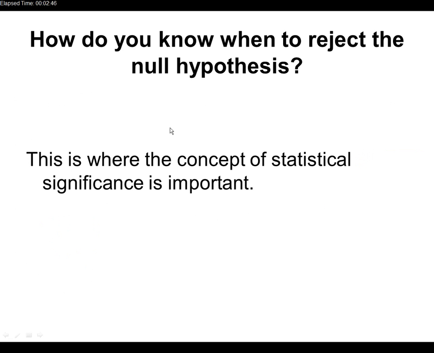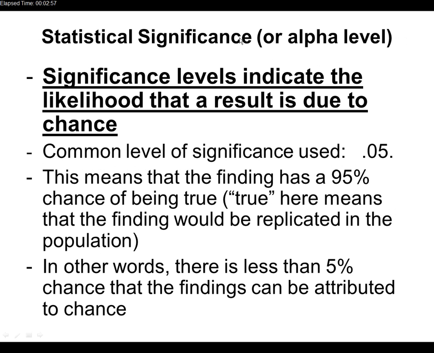So how do you know when to reject the null hypothesis? Let me go back. This is where the concept of statistical significance is important. The alpha level indicates the likelihood that a result is due to chance. Okay, so common levels of significance, as I said before, are 0.05 right here. This means that the finding has a 95% chance of being true. True here means that the finding would be replicated in the entire population. Okay? In other words, there is less than 5% chance that the findings can be attributed to chance.